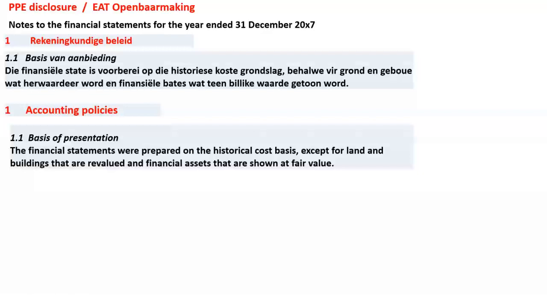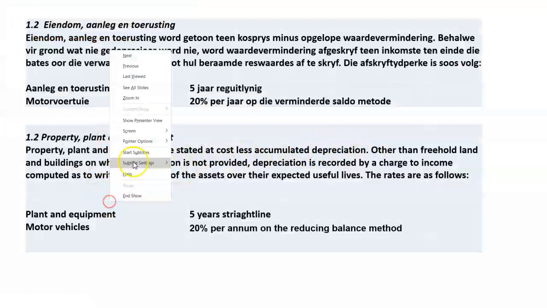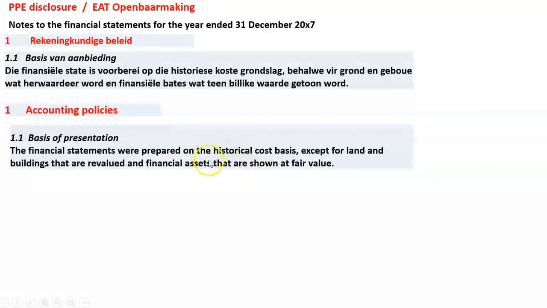I tell the user of the financial statements, how did I account for my assets and liabilities in my financial statements? So the financial statements were prepared on the historical cost basis, except for land and buildings that are revalued and financial assets that are shown at fair value. Now, the only thing that you won't have this year is the financial asset story. But you may have that something has happened and we have decided to revalue our property.